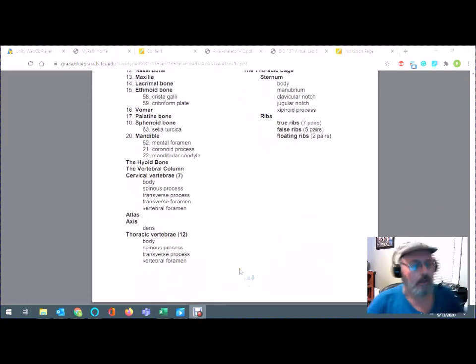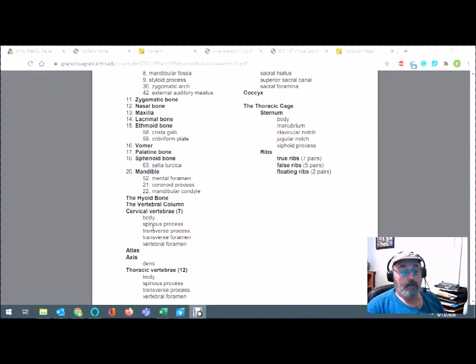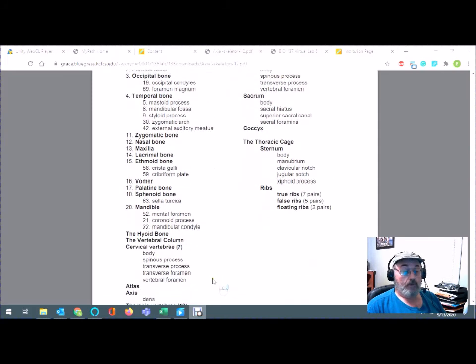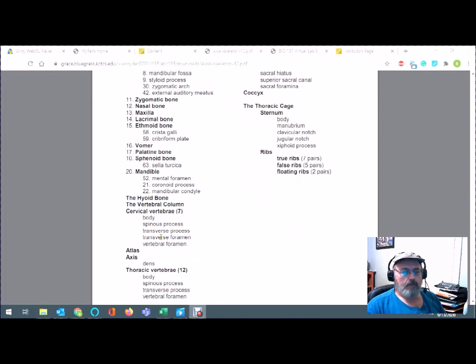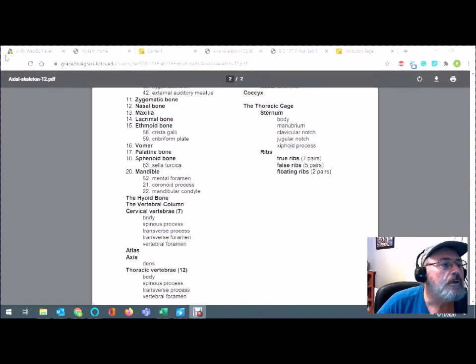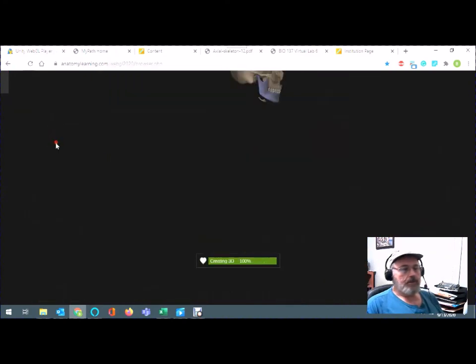Vertebrae in all of those have some common characteristics. They all have a body, a spinous process, a transverse process, and a vertebral foramen. And that's across all of them. The ones that are slightly different, the cervical ones, do have a transverse foramen, which is where the vertebral artery goes. But I'll show you those. There are only two vertebrae I specifically want you to be able to identify, and that's the atlas and the axis. So let's first go to the vertebral column and just get an overview.